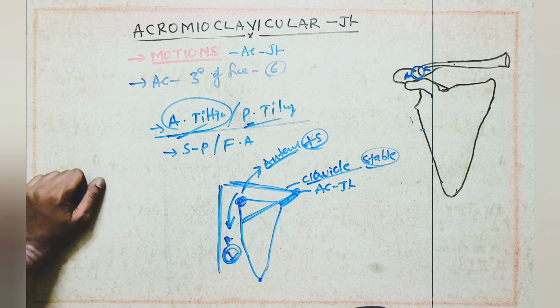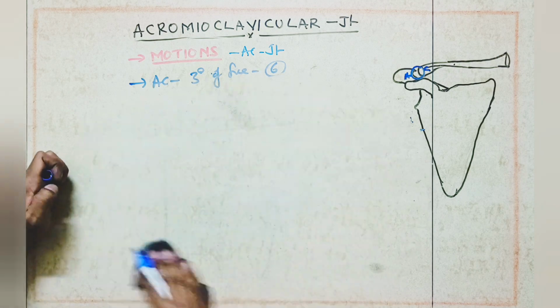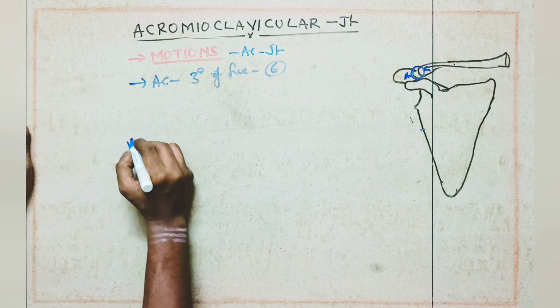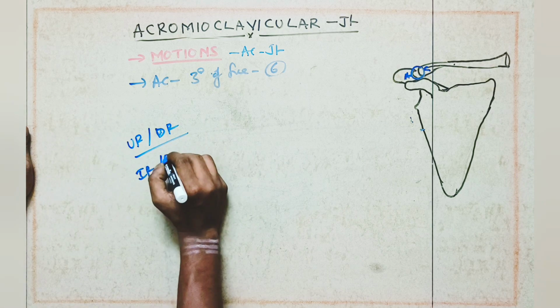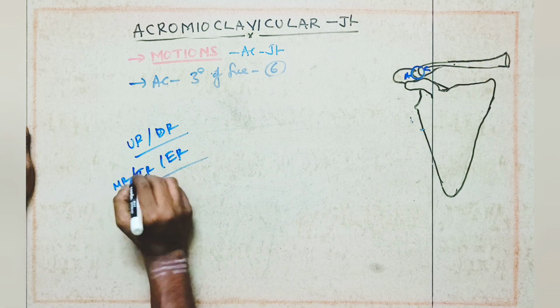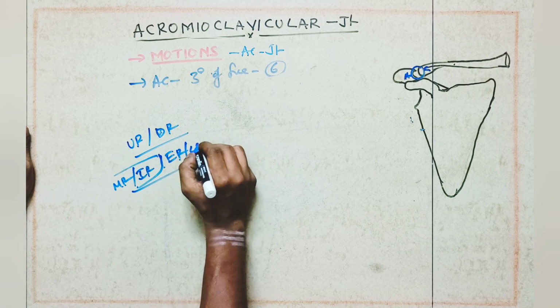So this is about the movements of the acromioclavicular joint. One last point, then we will finish. First movement, upward rotation or downward rotation. Second movement, internal rotation or external rotation. Internal rotation is also called medial rotation. External rotation is also called lateral rotation.